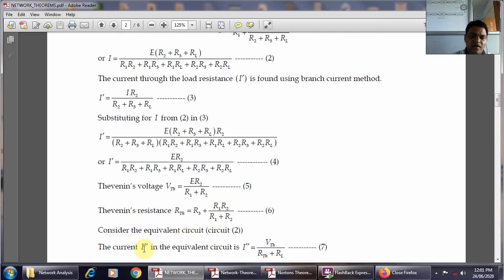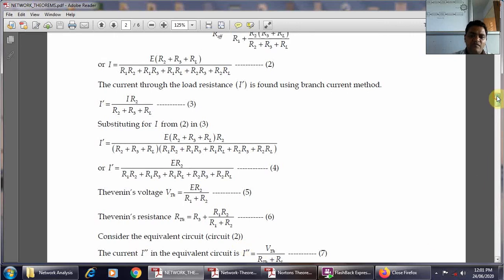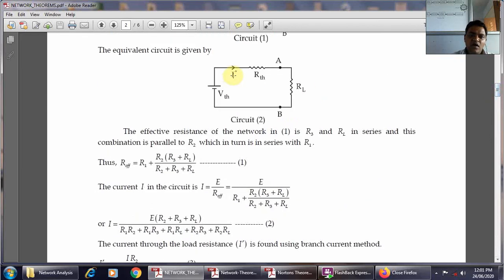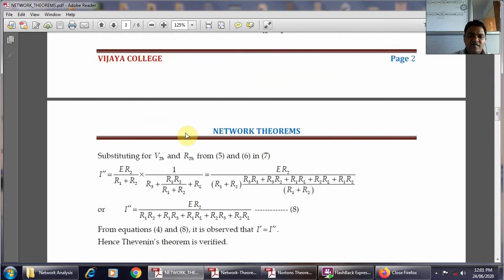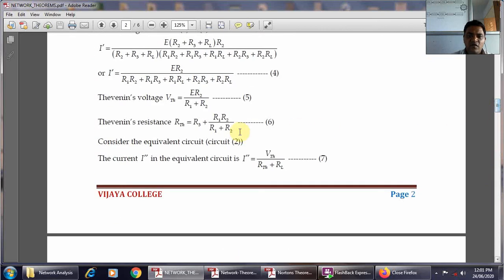In the equivalent circuit, I double dash is equal to VTH upon RTH plus RL, simply using Ohm's law here. Substituting VTH and RTH from equations number 5 and 6 into equation number 7: VTH is equal to E into R2 upon R1 plus R2, and from equation number 6 RTH is R3 plus R1 R2 upon R1 plus R2.